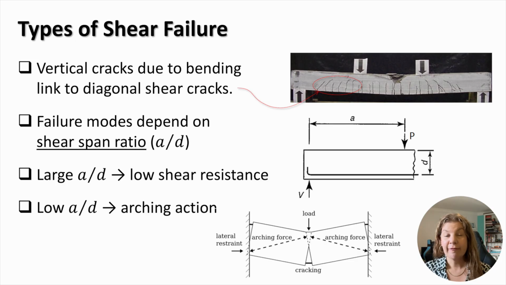We are going to consider 5 types of failure. 4 failure types are characteristic of beams without shear reinforcement, and they depend on the shear span ratio. The 5th type is characteristic of beams with shear reinforcement.